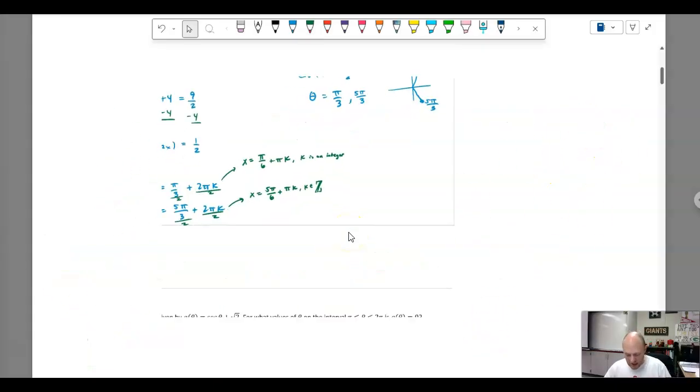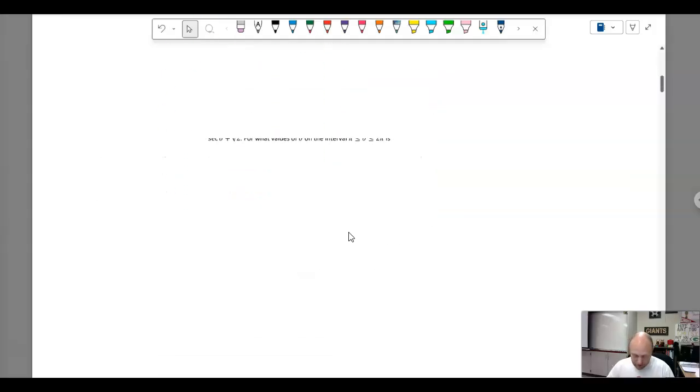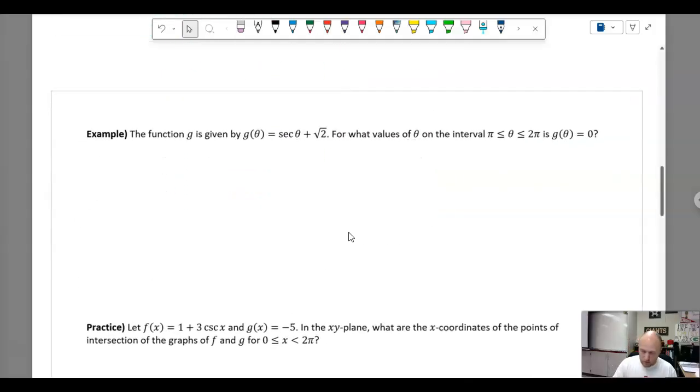Okay, all right, let's look at example number 2. In example number 2, we're given a secant example. The function g is given by g of theta equals secant theta plus square root of 2. For what values of theta on the interval pi to 2 pi is g of theta equal to 0? So here's what they want us to solve. Where is g of theta equal to 0? And g of theta is secant theta plus the square root of 2. And we want to know, where does this equal 0?